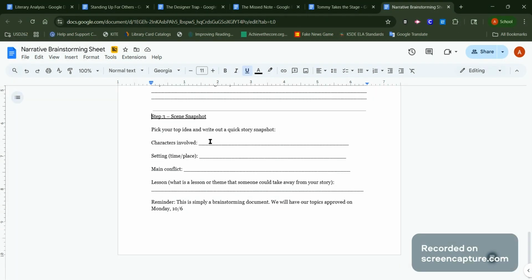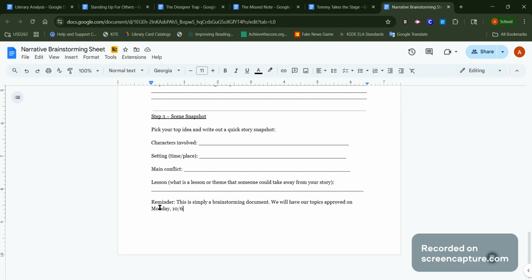Here in step 3, after you've gotten an idea of what you might want to write about, you're just going to go ahead and talk about the characters, who is involved. You'll be a little more detailed in the setting, so think about the time and the place. What is that main conflict going to be? And then what is a lesson or theme that someone could take away from your story? So just remember, we are just brainstorming. We're thinking of ideas. You can think about this over the weekend if you need to, but you should definitely get a start to it in class.